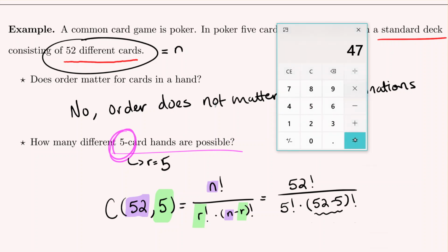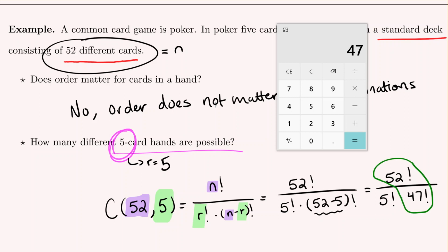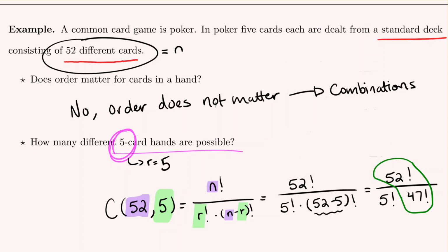52 minus 5 is 47, so this becomes 52 factorial over 5 factorial times 47 factorial. Now, since both of these are very large number factorials, that's a good thing because much of what occurs at the top will eventually cancel with what's at the bottom. Because remember, what is factorial?